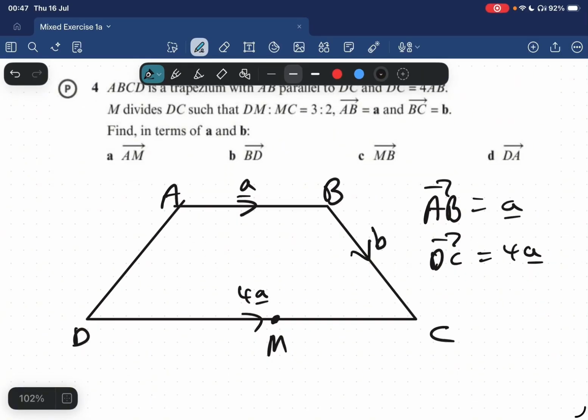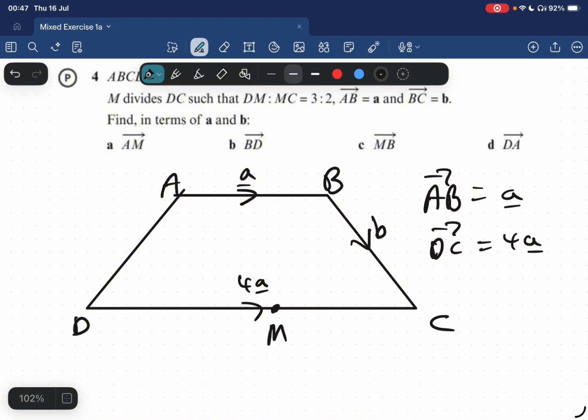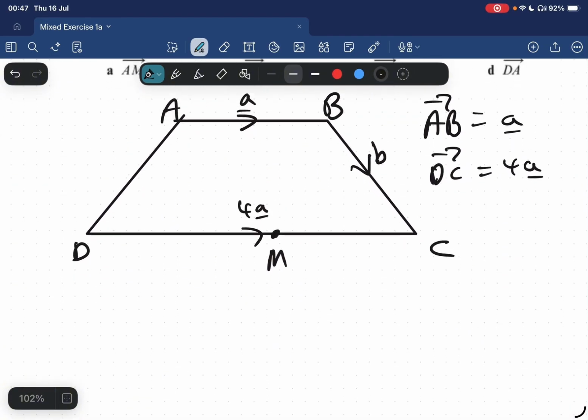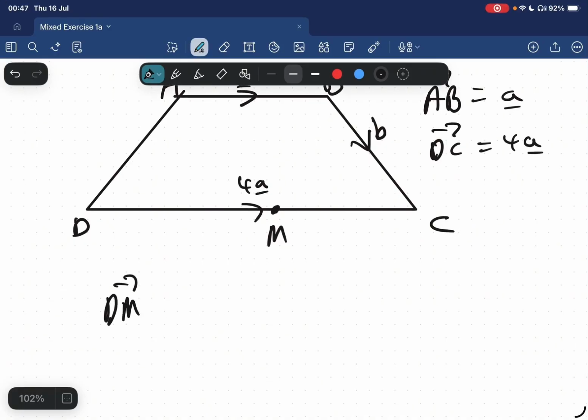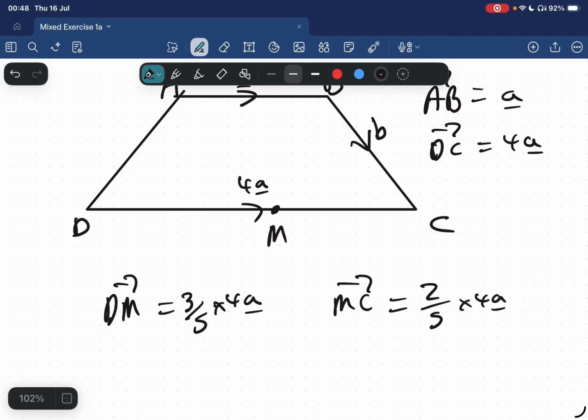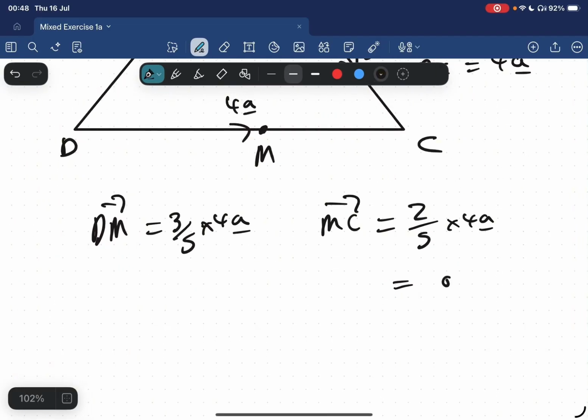Again, we can find D to M and M to C by breaking up D to C. So D to M is going to be 3/5 of 4a, and then M to C is going to be the remaining 2/5 of 4a. So that's 8a over 5 for MC and 12a over 5 for DM.